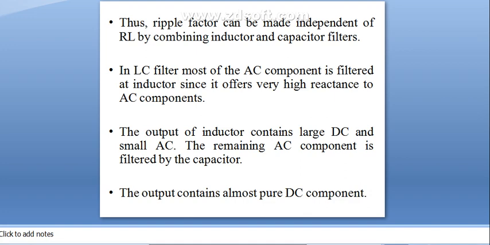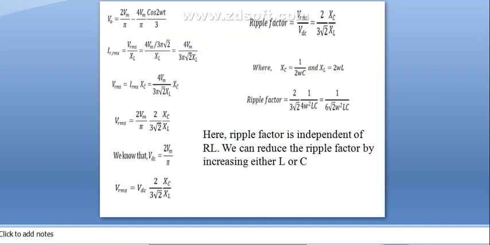So here we are using an inductor and capacitor filter, and that's why we are getting better results in LC filters than with inductor or capacitor filters alone. The ripple factor is 1 by 6 root 2 into omega square LC. Here the ripple factor is independent of RL.